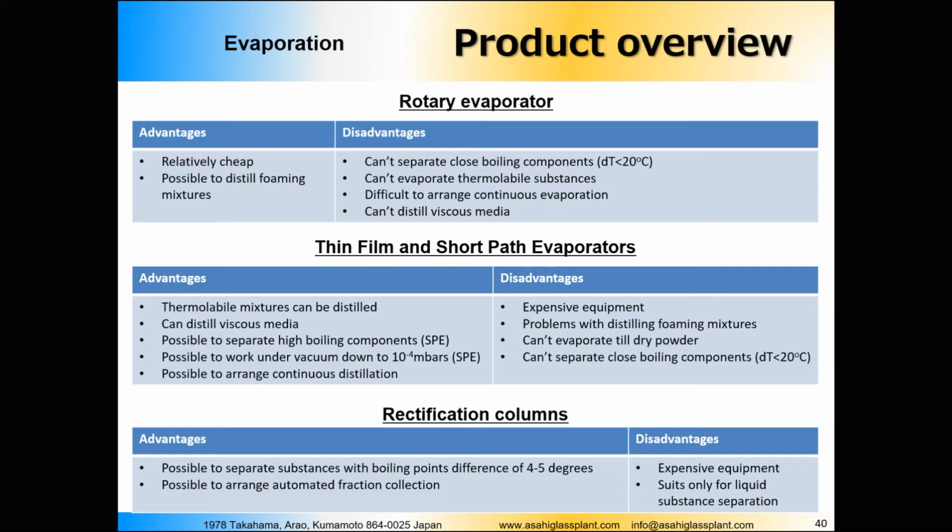So, the advantages of evaporation in a thin film evaporator or SPE: we can easily distill thermolabile mixtures. We can also distill viscous media. It is possible to separate high boiling components, to work under high vacuum down to 10 to the minus 4 millibars, and it is possible to arrange continuous distillation.